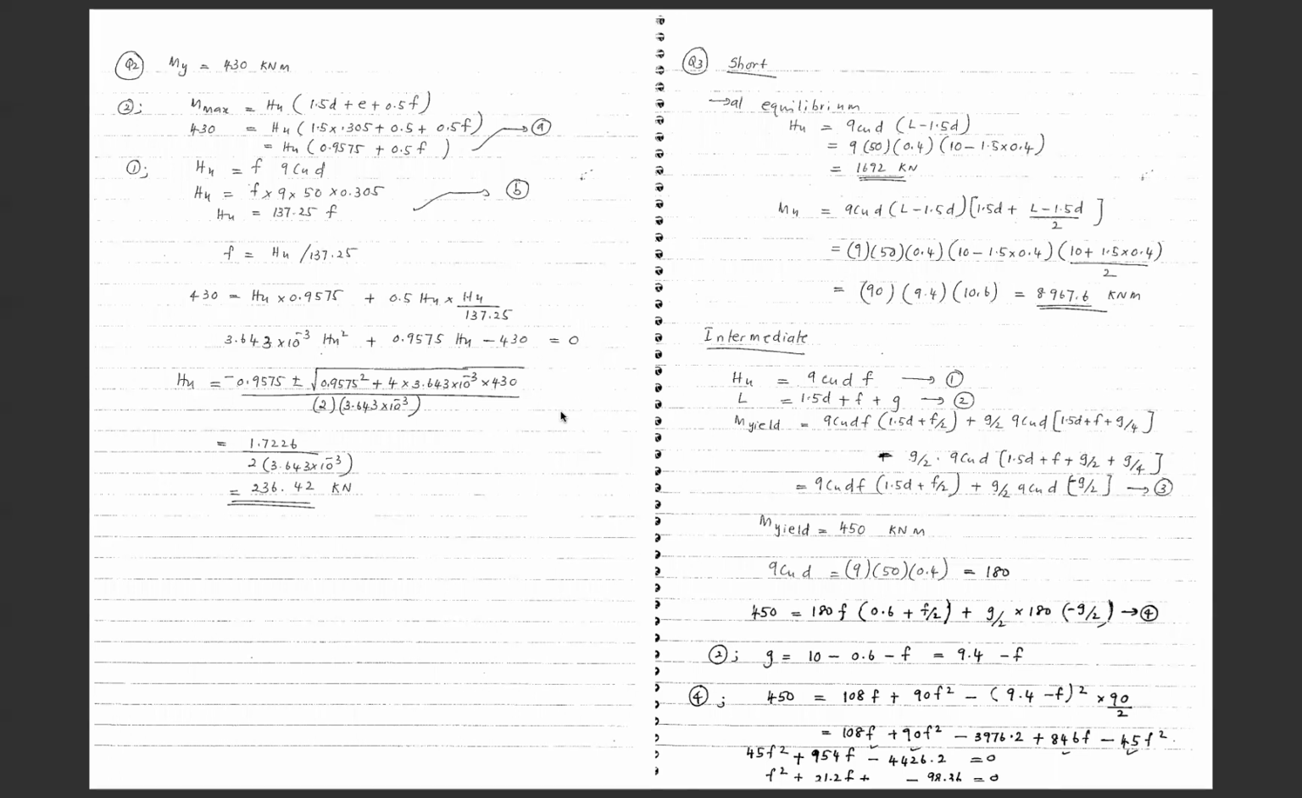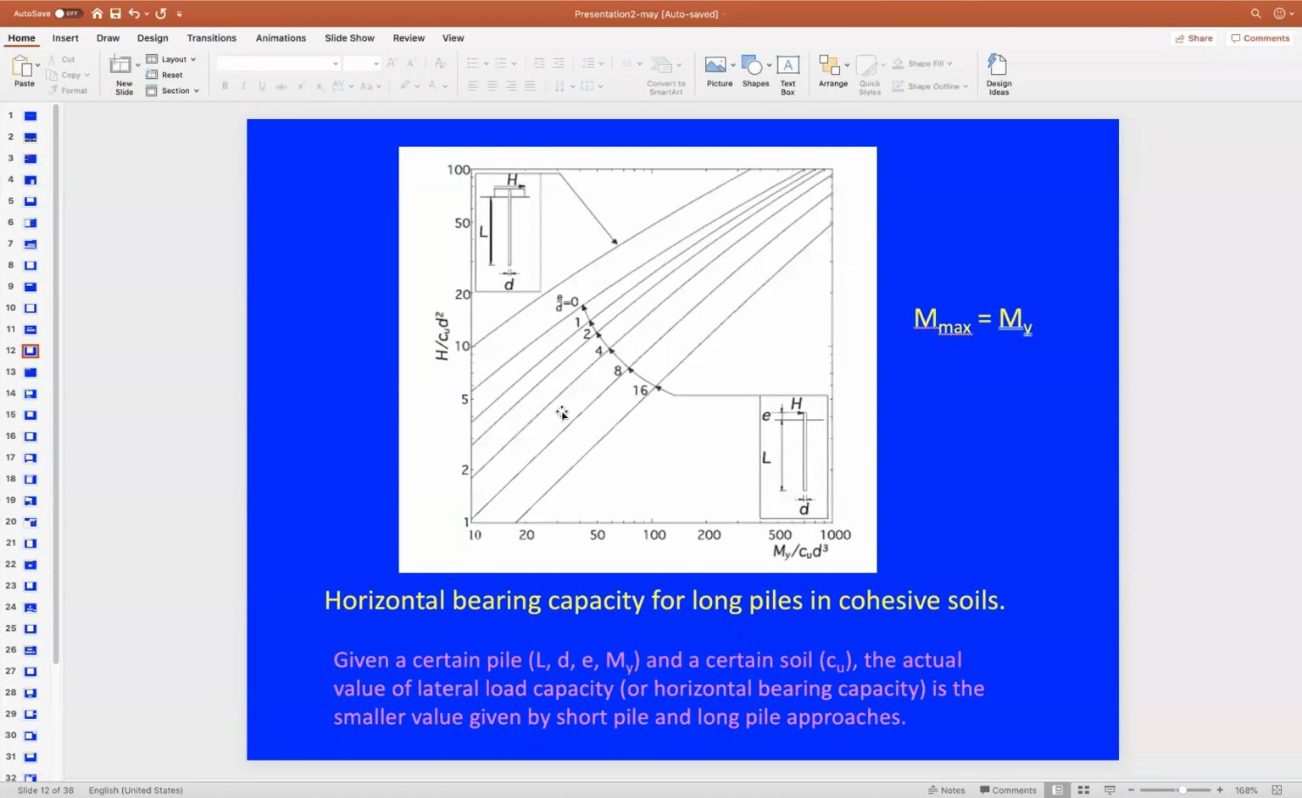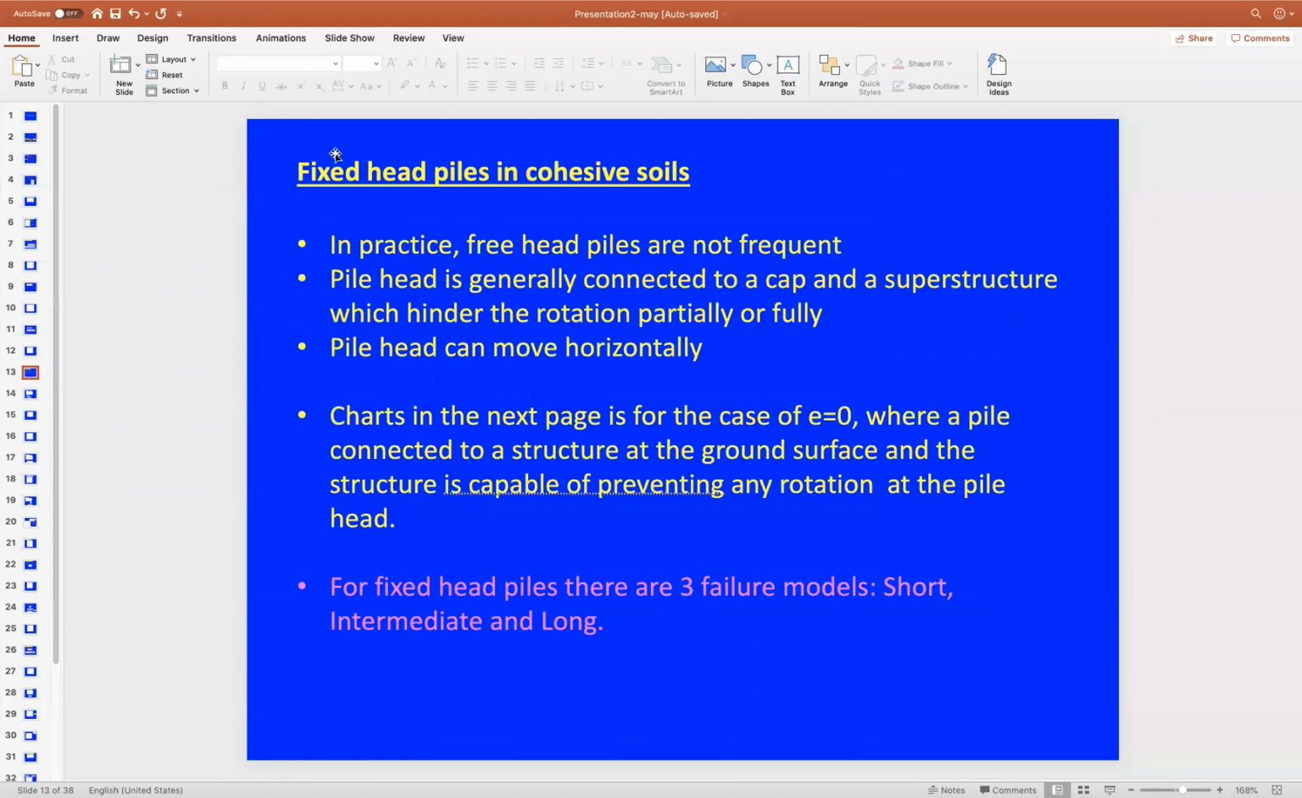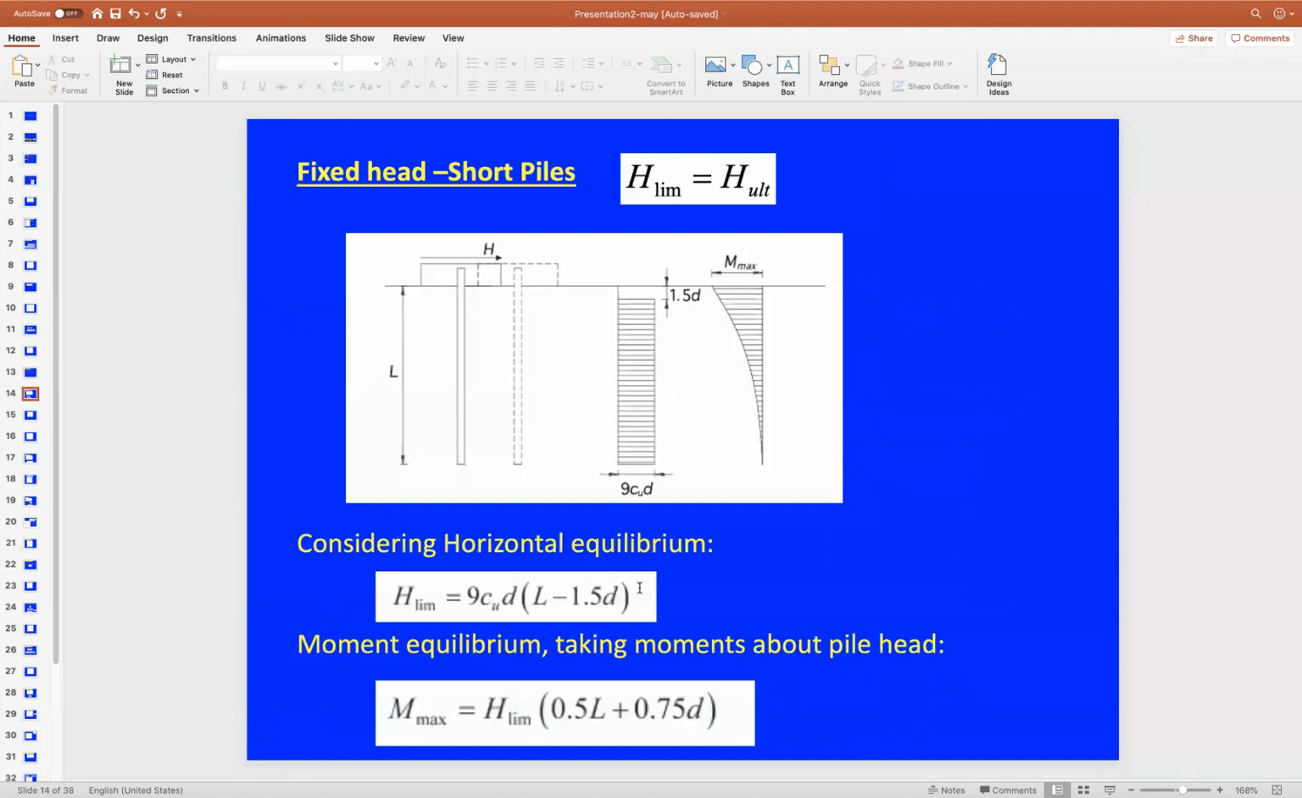But before proceeding with the solutions, we need to go to the lecture notes to see where the equations are. This is the fixed head pile in cohesive soil. As you can see, we have three failure modes: short, intermediate, and long. In each slide, you have the derived equations based on the failure scenario. This is the fixed head pile for the short pile. We need to assume this is a short pile, and the sum of the horizontal forces will give us the value of H ultimate or H limit.